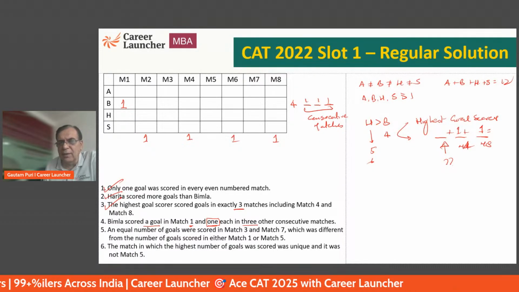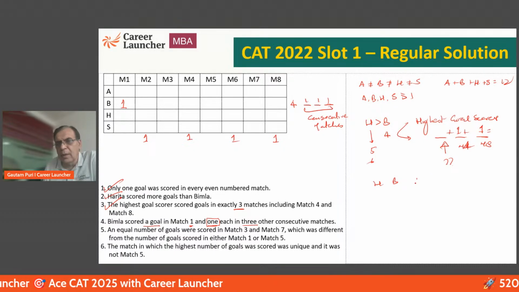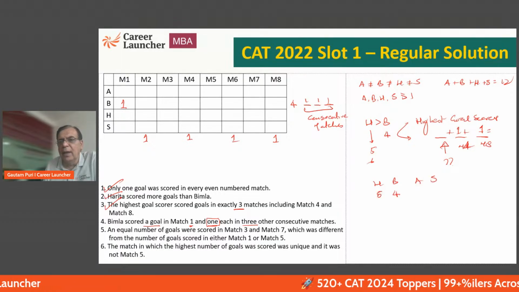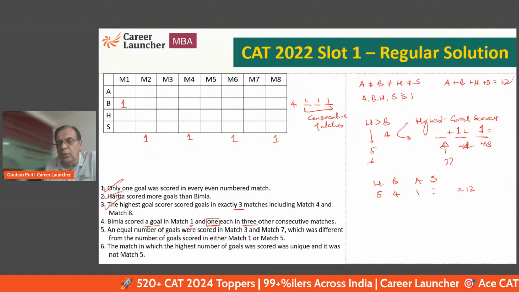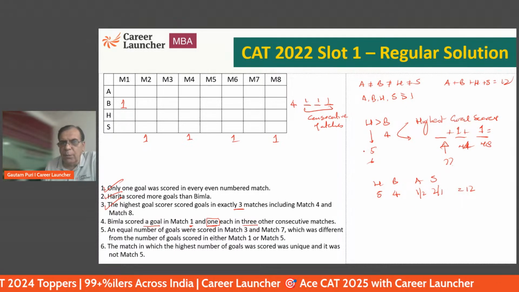So let's start making cases. So if H, B, and then we have A and S. H has scored 5 goals and Bimla 4 goals. 5, 4, 9. The total number of goals has to be equal to 12. That means this could be 1 and 2, or these could be 2 and 1. Possible? Absolutely right. 5 is possible.